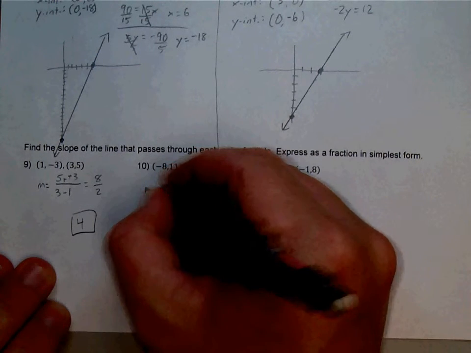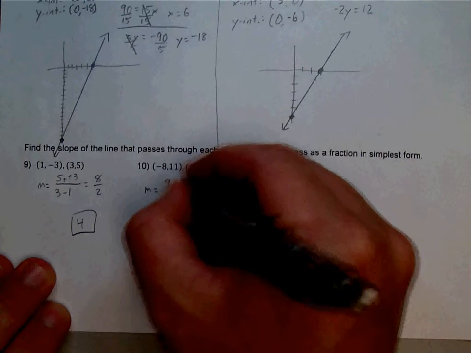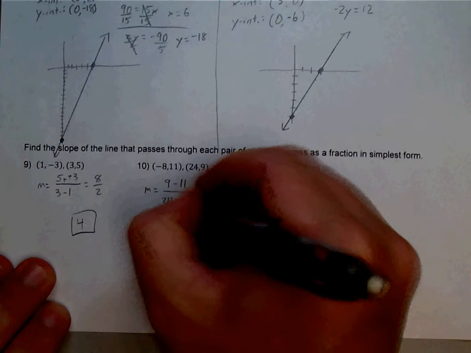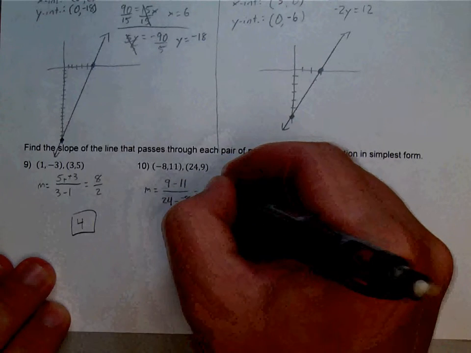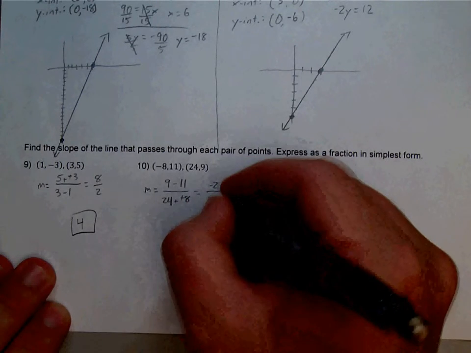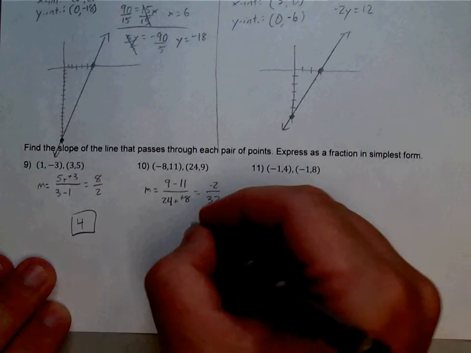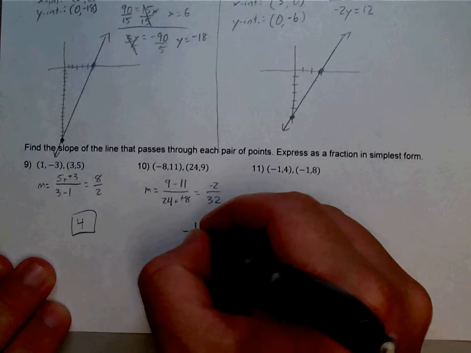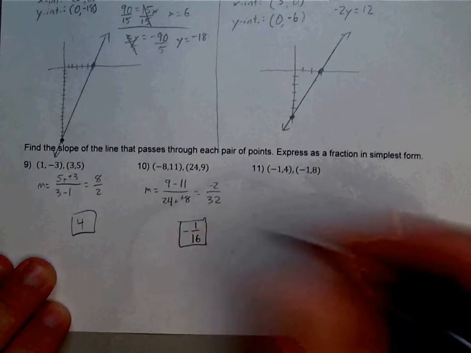Number 10. 9 minus 11 over 24 minus negative 8. 9 minus 11 is negative 2. Minus a negative 8 is like plus 8, so 24 plus 8 is 32. Negative 2 over 32, I can divide them both by 2, so I get negative 1 over 16, negative 1/16.